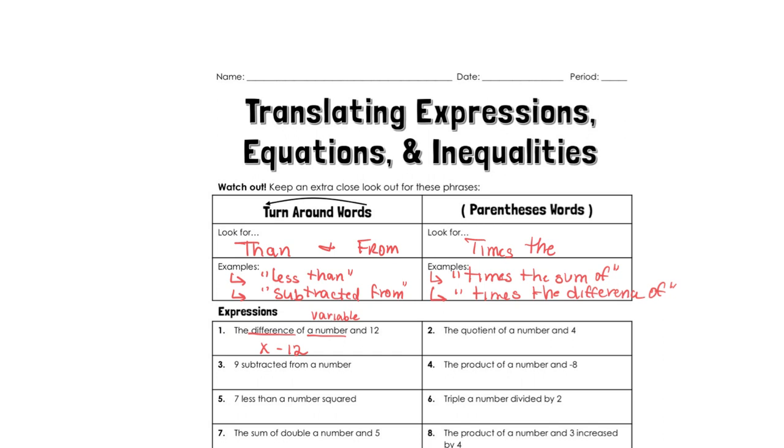Number 5 has a turnaround word because that's less than. A number is a variable. So a turnaround word means that whatever comes after this phrase is going to be first when you write it as a numerical expression. So a number n less than 7. n less than 7.